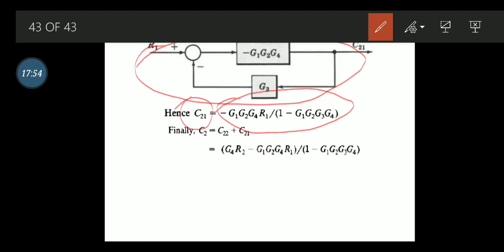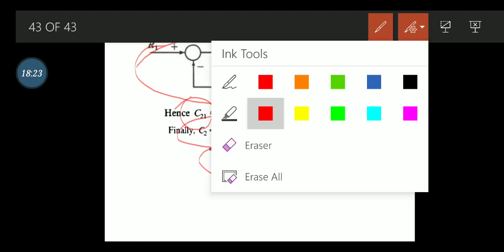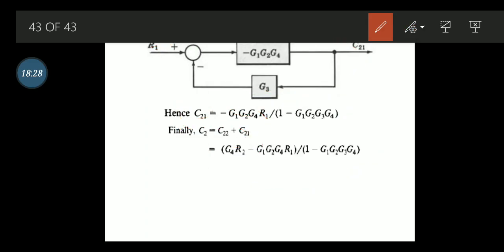Then finally we need to calculate the equivalent output response for C2, that is equal to the sum of these two output responses, that is C22 plus C21. Then finally we'll get the equivalent output response of C2, that is Z4 R2 minus Z1 Z2 Z4 R1 divided by 1 minus Z1 Z2 Z3 Z4. Now this is about the output response, that is C2 considered alone.